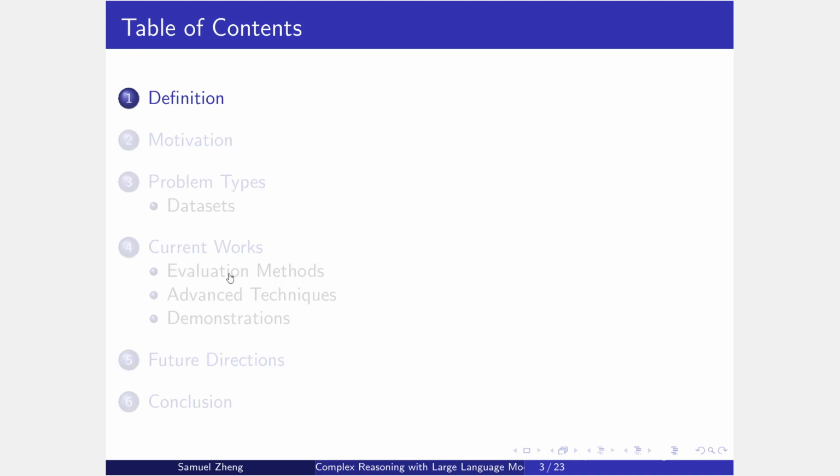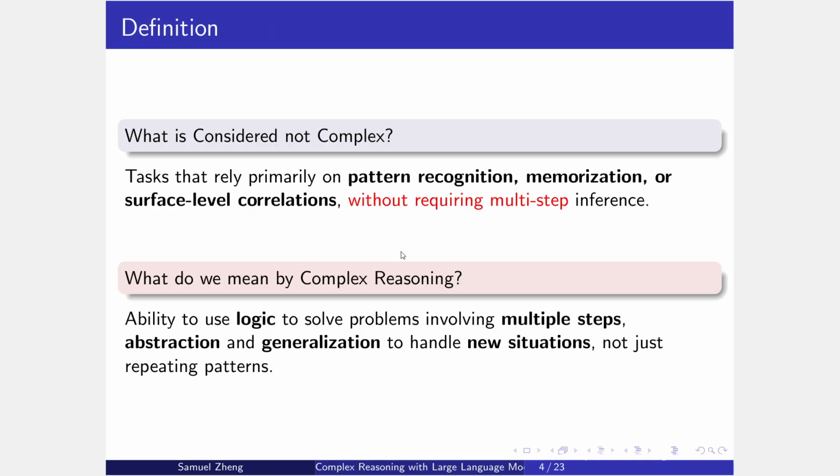Let's begin with a fundamental question. What exactly do we mean by complex reasoning? To understand this, it's helpful to first clarify what we don't consider complex reasoning. So what is considered not complex?